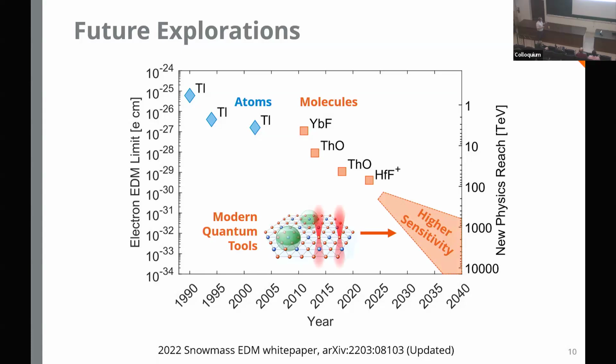In our group, we're interested in a few directions. One of them is pushing this sensitivity to higher and higher levels by using modern quantum tools, the types of tools that have been behind the very rapid advances in atomic quantum science, but have not yet been applied to any of these molecules, or even these atoms. And we also want to extend the molecular toolbox to explore the nucleus. So far, these molecular experiments have only explored the electron EDM, electron symmetry violation. Exploring the nucleus requires a more complicated molecule.